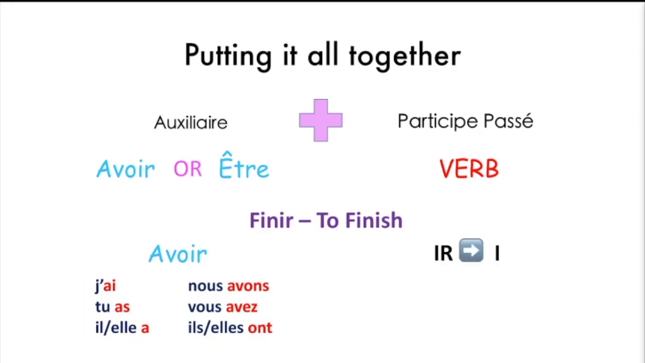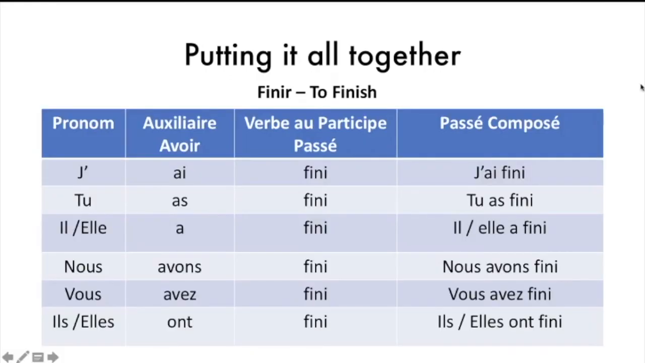And remember, IR verbs just go right to an I. So finir would turn into fini. So if we put it all together again, you'll see the same thing. J'ai fini, tu as fini, il, elle a fini, nous avons fini, vous avez fini, ils, elles ont fini. So once again, it's the same thing. Once you conjugate that first verb, it's the same thing all the way down. And as long as you remember avoir and être, this is why I said they're the two most common verbs, you'll be okay. Let's look at the last example.